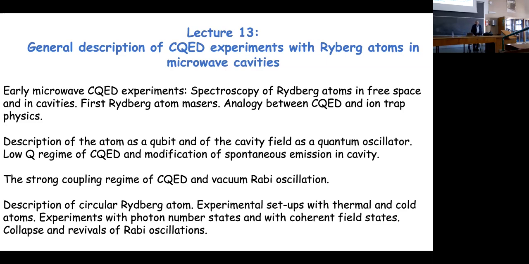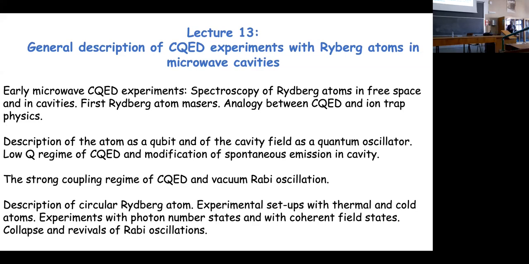Then I will talk about circular Rydberg atoms. These are very excited atoms which have very long lifetimes and which are very well adapted to this kind of experiment. I will say a few words about the experimental setups, and I will show that cold atoms, atoms which have a very small velocity, can be very useful in this kind of experiment. And I will end by describing experiments with photon number states, in which the atom interacts with a field which has a well-defined photon number.